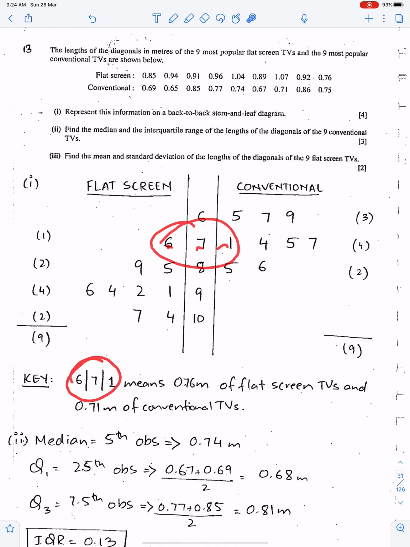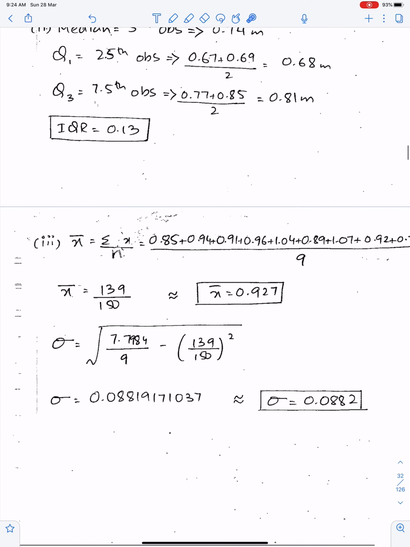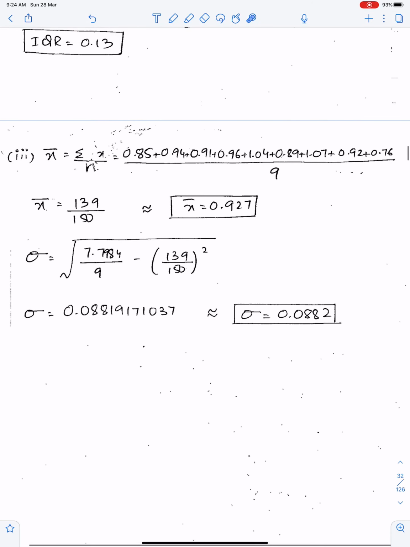0.76 means 0.76 meter of flat screen TVs, and this means 0.71 meter of conventional TVs, and get the median and so on, and get the interquartile range and mean and standard deviation. These are the formulas. Sigma x over n, and this is the way to get standard deviation.